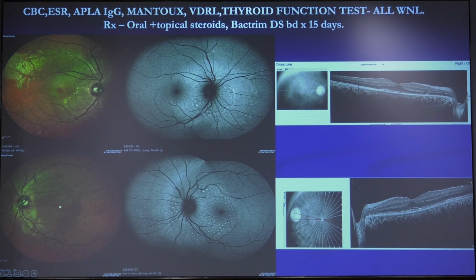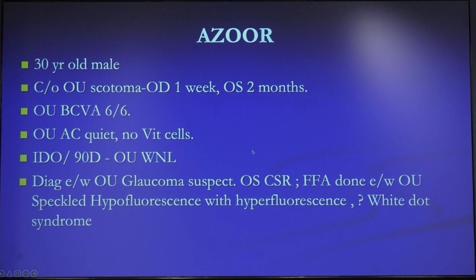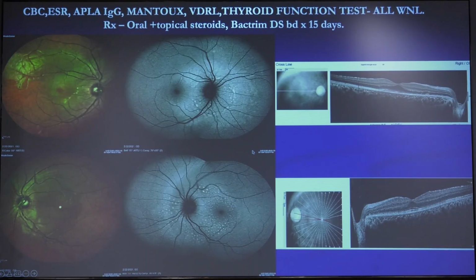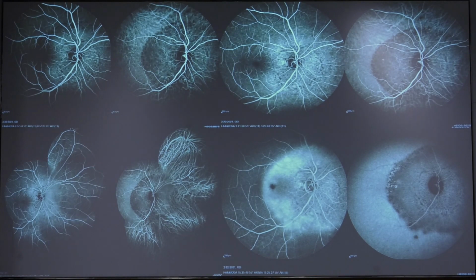You can see this hypo-autofluorescent background and these hyper-autofluorescent speckled patches, especially in the juxtapapillary area and also nasal to it. In the left eye, it is an established AZOOR, whereas in the right eye, it's acute. That is why you can see that the scotoma is more dense in the right eye. And this is what you see on FFA ICG.